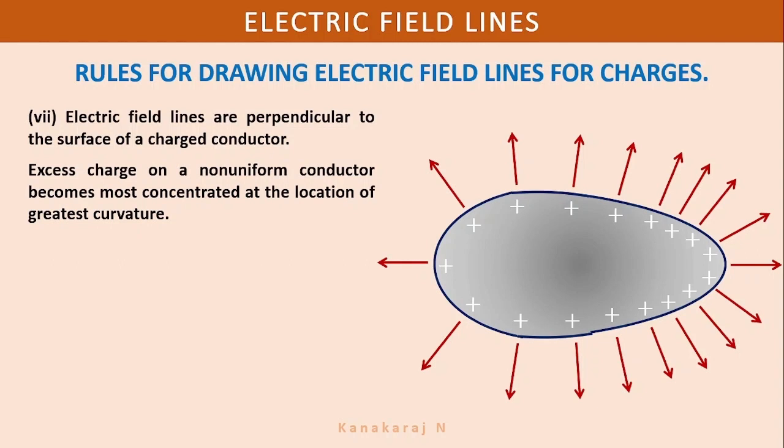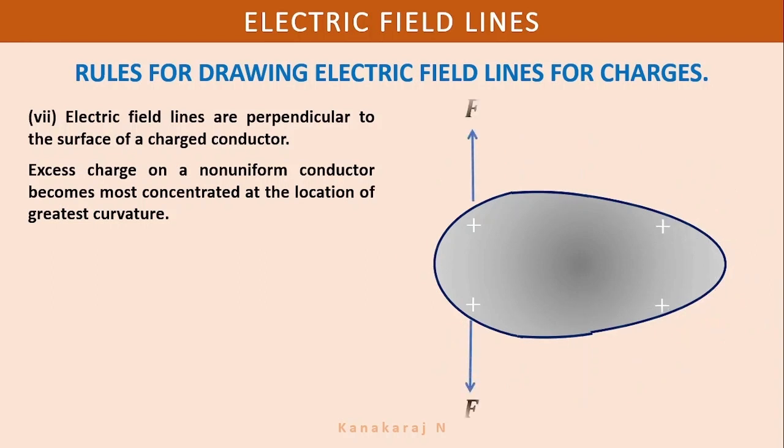Excess charge on a non-uniform conductor becomes most concentrated at the location of greatest curvature. The more the curvature, the more the charge is concentrated at the point. The right end is very sharp, with high concentration, and the left end of the conductor is blunt, where a very small amount of charge is concentrated.